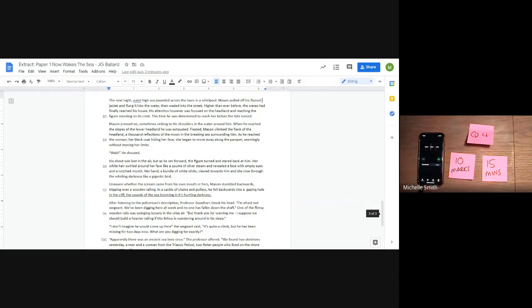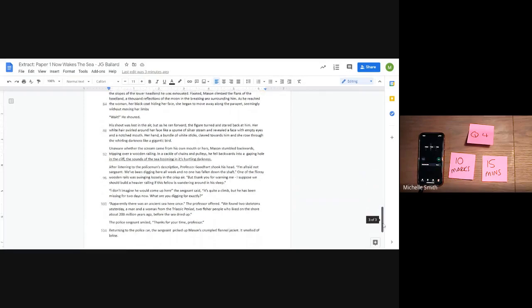Fixated, Mason climbed the flank of the headland, 1,000 reflections in the moon and the breaking sea surrounding him. As he reached the woman, her black coat hiding her face, she began to move away along the parapet, seemingly without moving her limbs. "Wait," he shouted. His shout was lost in the air, but as he ran forward, the figure turned and stared back at him. Her white hair swirled around her face like a spume of silver steam and revealed a face with empty eyes and a notched mouth. Her hand, a bundle of white sticks, clawed towards him, and she rose through the whirling darkness like a gigantic bird.